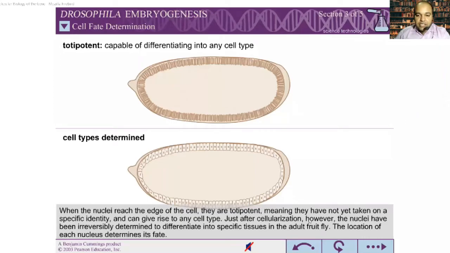Just after cellularization, however, the nuclei have been irreversibly determined, and once they have been irreversibly determined, they will lead to the formation of the blastoderm cells. The nuclei have been irreversibly determined to differentiate into specific tissues of the adult fruit fly. The location of each nucleus is a determining component for its fate. So where the nucleus is going to be present, it is going to determine its fate.